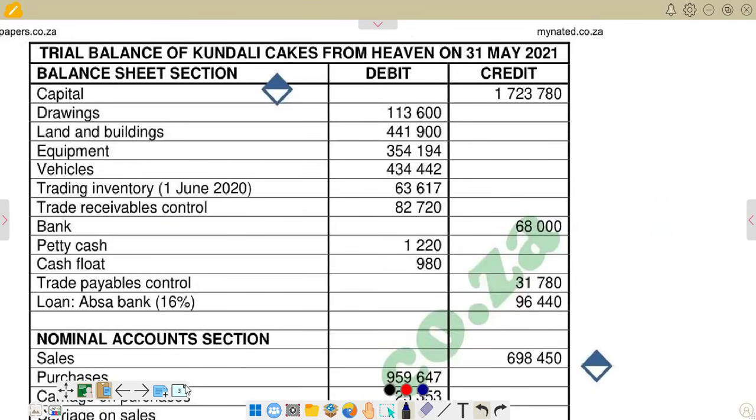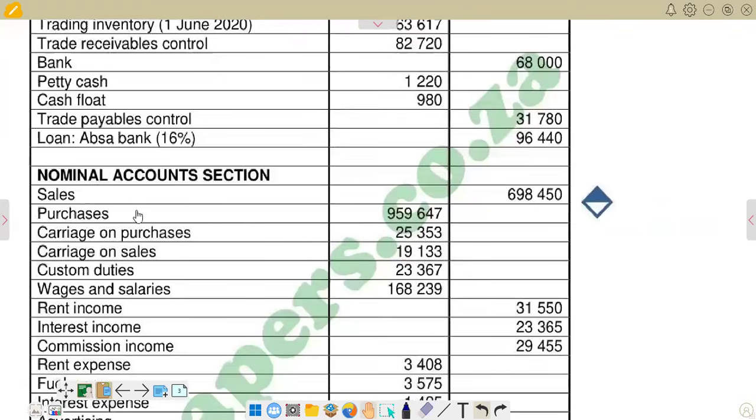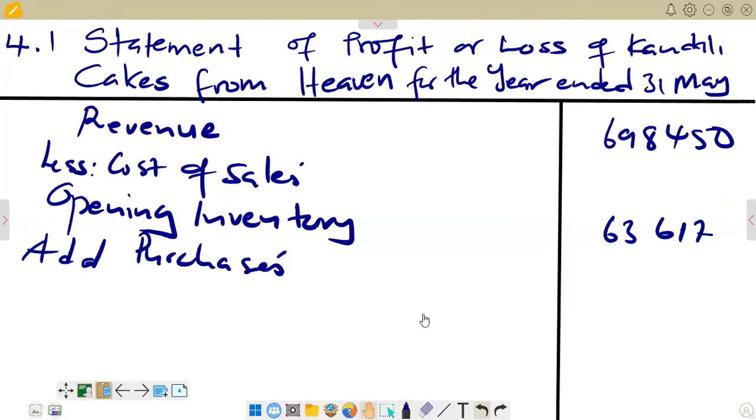Of course, we are going to get that figure in the nominal account section. So here you see that purchases is here. We have got the figure of purchases, 959,647. So this is what we are going to put there as our purchases. So we are saying 959,647.